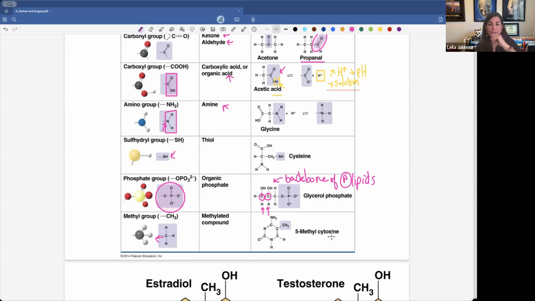For example, cytosine is methylated on carbon 2 here. Oh, sorry, carbon 5. 1, 2, 3, 4, 5. So it's on carbon 5. And we say 5-methyl cytosine because it's that 5th carbon that's part of the methyl group. All right.